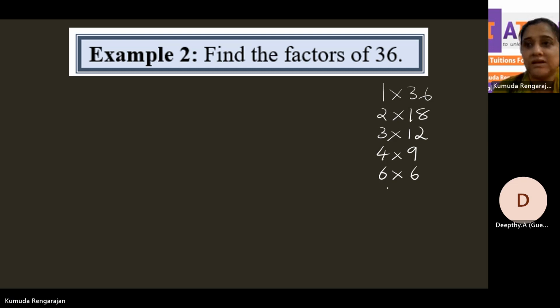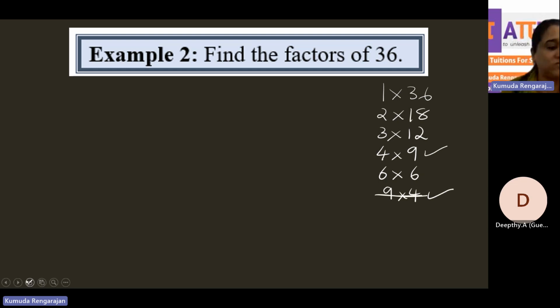9. 9 4s are 36. So see, it's repeated. 4 9s are, 9 4s are. So strike it out. When it's repeated, don't write it. Just write it and strike it out. See, we have 4 9s are and 9 4s are. Write it and strike it out.